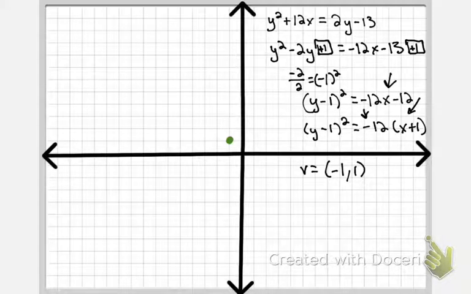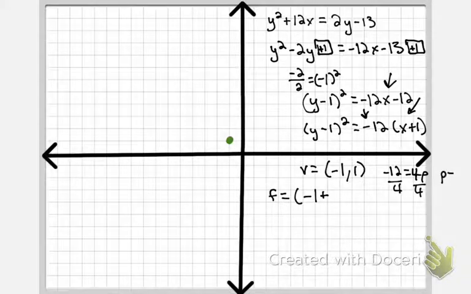So again, same thing to get my focus. My focus will be -1 plus p. So I have to find out what p is. So to get p, I'll do -12 equals 4p, divided by 4, I get p equals -3. So -1 plus -3. So my focus is at (-4, 1).